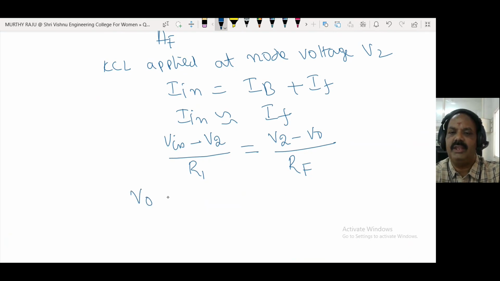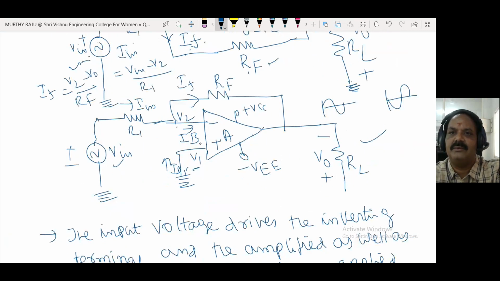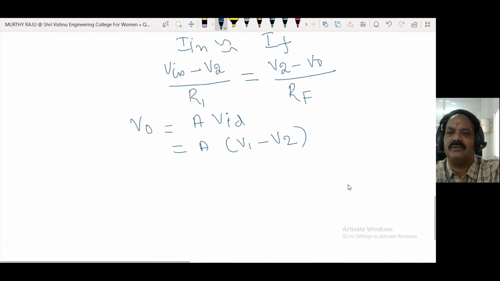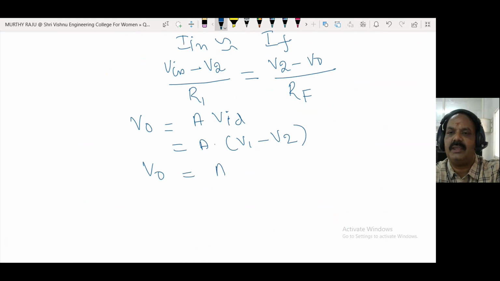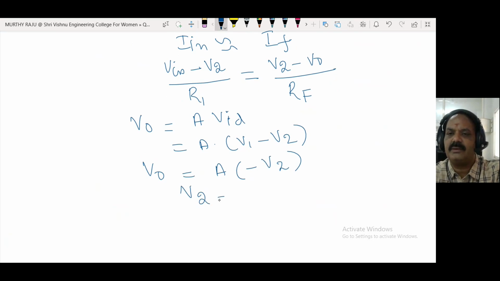We know that V0 is equal to A into VID. VID means V1 minus V2. Here, V1 is connected to ground, therefore V1 is equal to 0. Substitute V1 equal to 0 in that equation: V0 is equal to A into minus V2. That is, V2 is equal to minus V0 by A. This V2 is substituted in that equation.